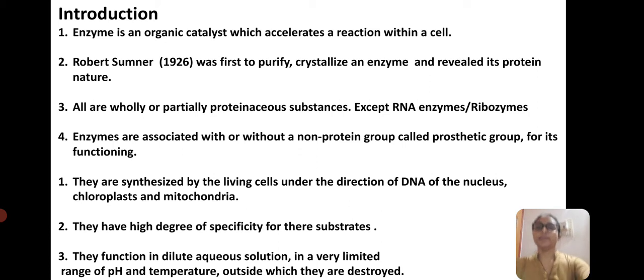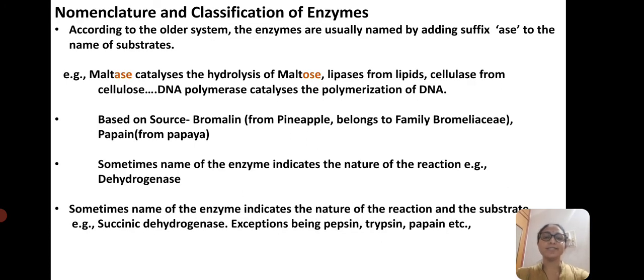Let's move on to the next one, that is nomenclature of the enzymes. Nomenclature, as we all know, is the naming system of the enzymes. Earlier, they used to name the enzyme by adding a suffix to the substrate name. Suppose maltose is the substrate, then the ose of maltose is removed and the suffix ase is added. That is the older system of classification.